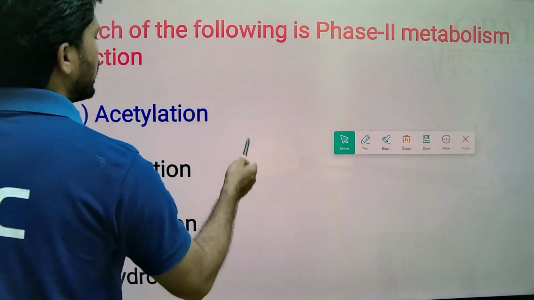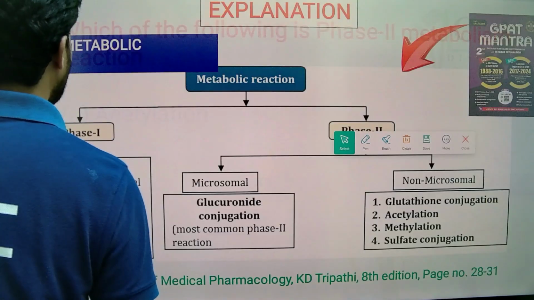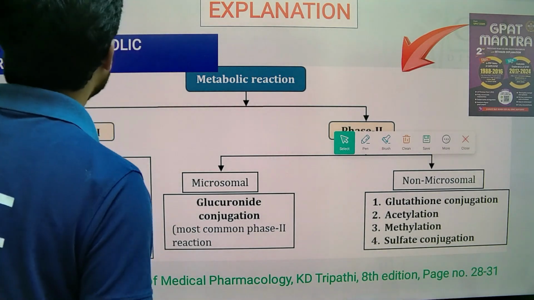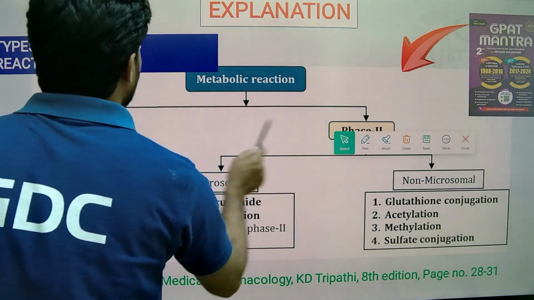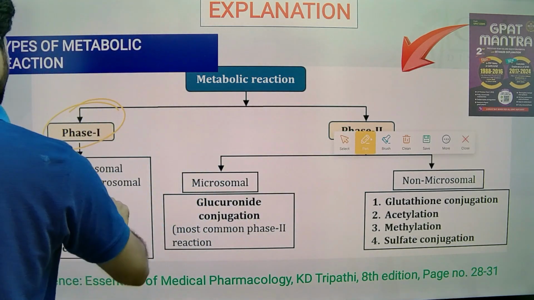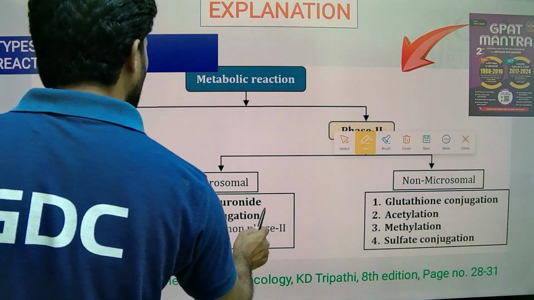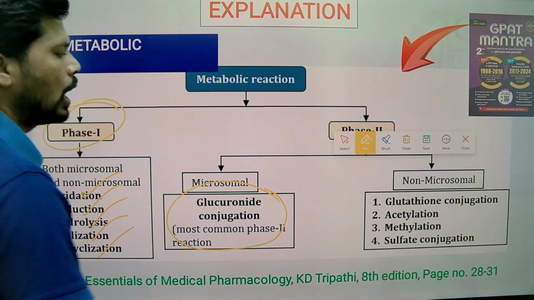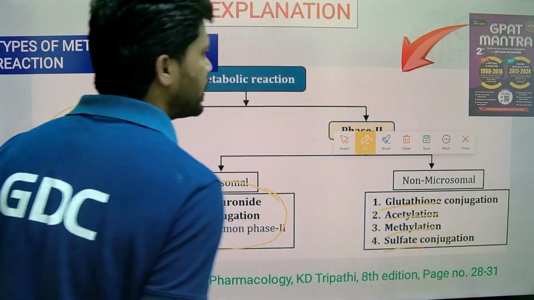One example is isoniazid, which commonly undergoes acetylation metabolism. Types of metabolic reactions: phase 1 reactions are oxidation, reduction, hydrolysis, cyclization, decyclization. Phase 2 includes microsomal glucuronide conjugation, which is major, and non-microsomal reactions like glutathione conjugation, acetylation, methylation, sulfate conjugation.